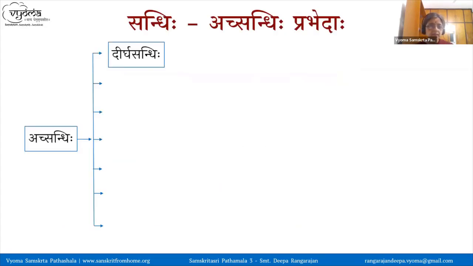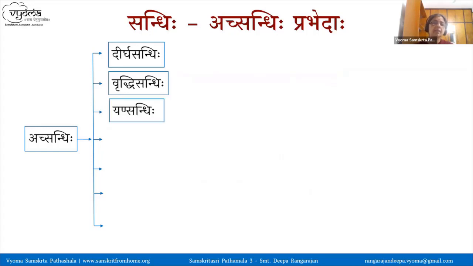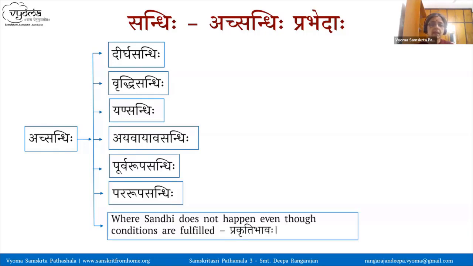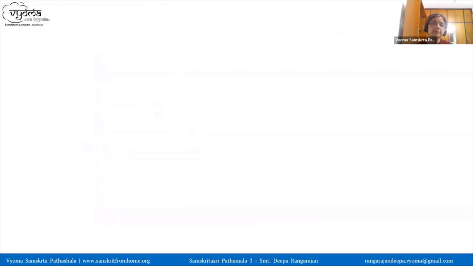The types of sandhis we saw: dirgha sandhi, otherwise called savarna dirgha sandhi. That is what we saw. Vriddhi sandhi, yan sandhi, ayavayava sandhi. Ay av ayavayava sandhi, purvarupa sandhi, pararupa sandhi, and prakriti bhava. Prakriti bhava is absence of sandhi. It is not a type of sandhi.